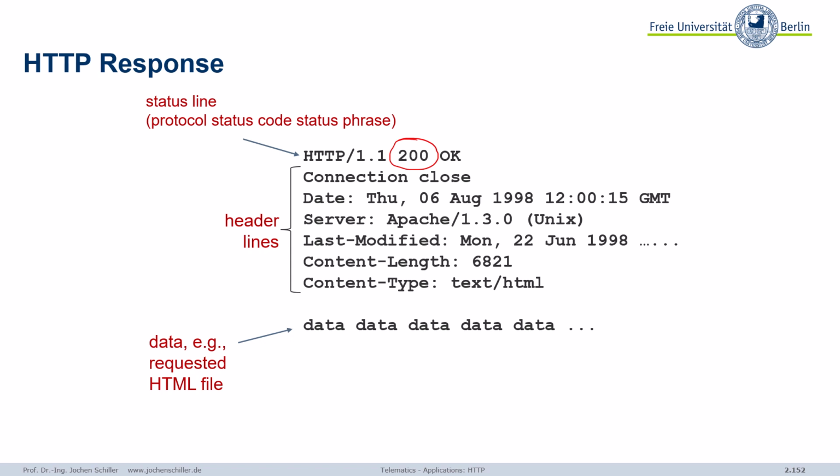And the header lines, you see there's something we know. Looks similar to something we have with MIME in email. It tells you a text will follow, and the subtype of the text is HTML. It also tells you the date. It tells you when the document was last modified, etc. So each time you request this resource, the server will tell you, oh, today is August the 6th, 1998, and it's 12 o'clock, Greenwich Mean Time, etc. And after this, the data will follow.